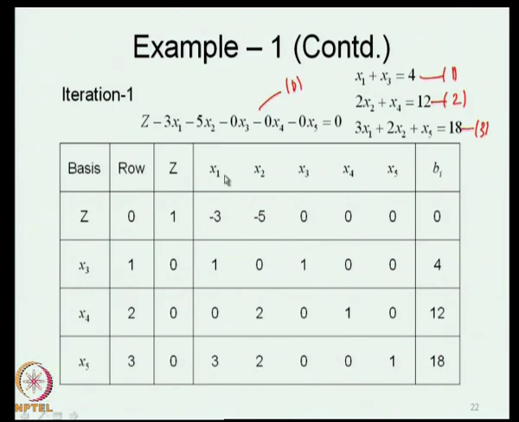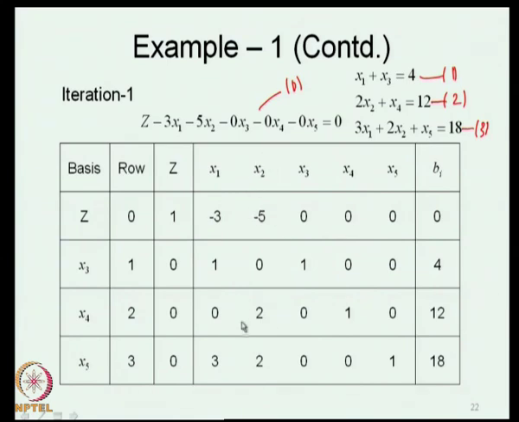So, x 1 has a coefficient of minus 3 in row 0, so we write this. X 1 has a coefficient of 1 in row 1, so this coefficient is 1, I write that. X 1 has a coefficient of 0 in row 2, so I write 0. X 1 has a coefficient of 3 in row 3, so I write 3. Similarly, you look at x 2: minus 5, 0, plus 2 and plus 2.